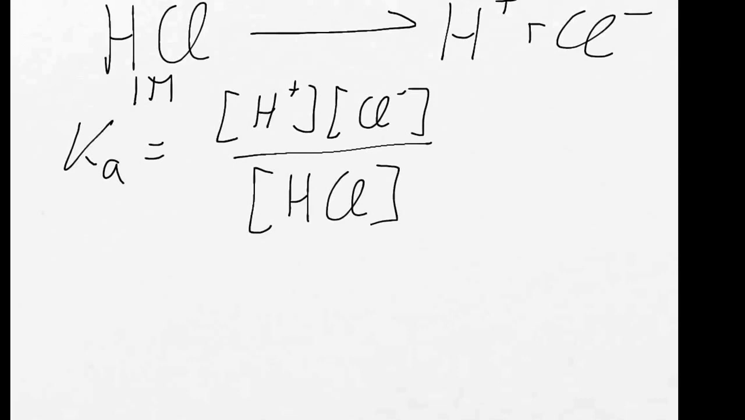So, in our equilibrium, once we've waited a little bit, how many protons have we got? 1 molar. How many chlorides do we have? 1 molar. How many HCl have we got? Huh? 1 molar? How many HCl have we got? None. Because it's all gone. It's all converted into H plus and Cl minus. There's no HCl left.